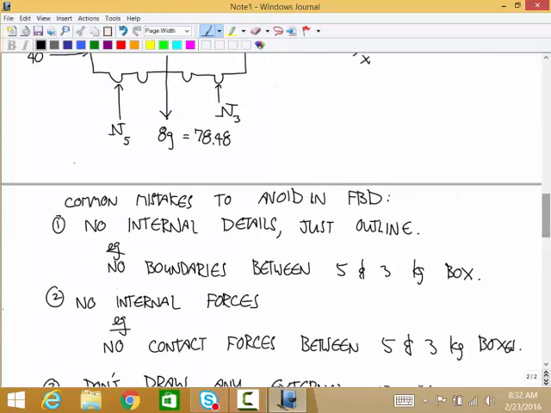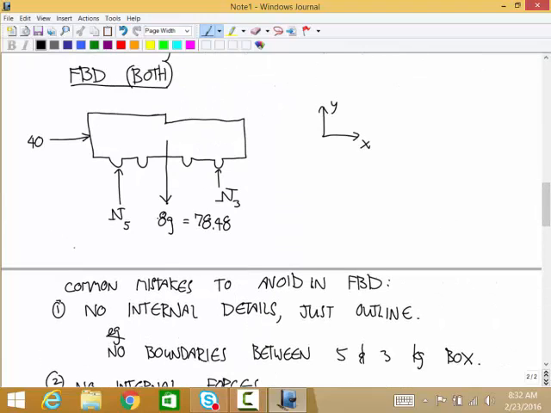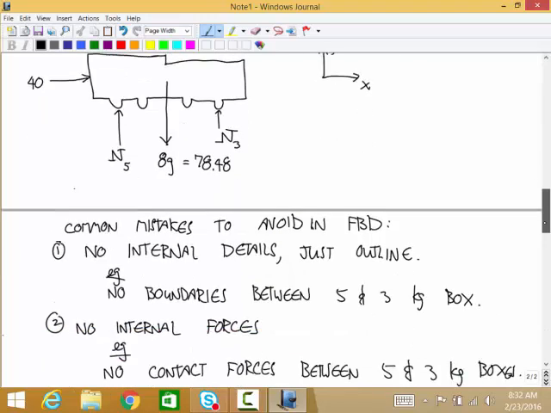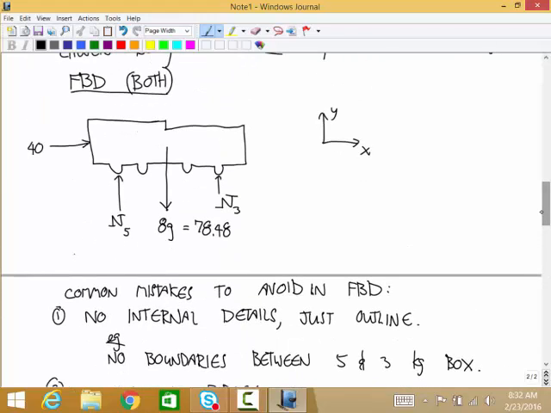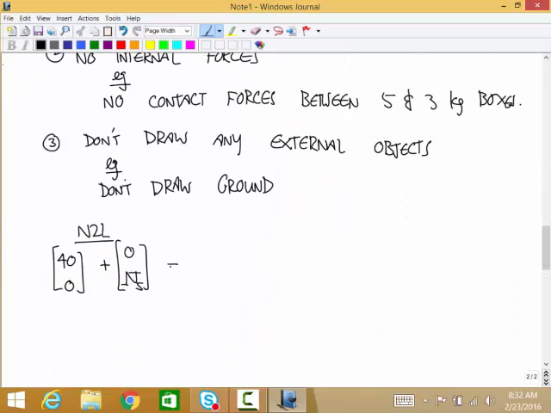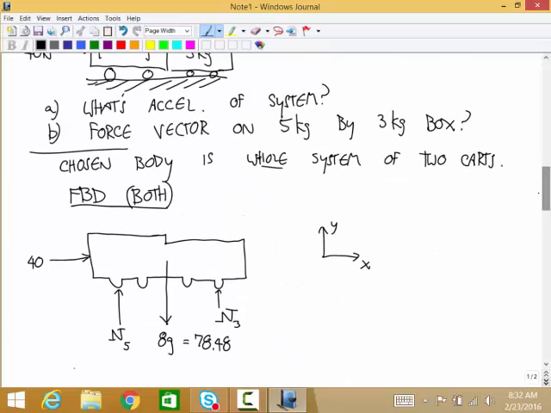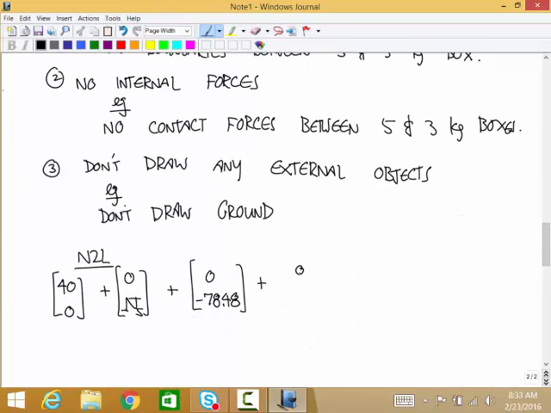Then the weight, how does that appear? And y, right? So that's plus 0, negative, I guess I'll write it as numbers, 78.48. And then this is the last one. What would that force vector be? 0 and 3, yep. And do we know anything about the motion of this? So I'll put the mass in here.